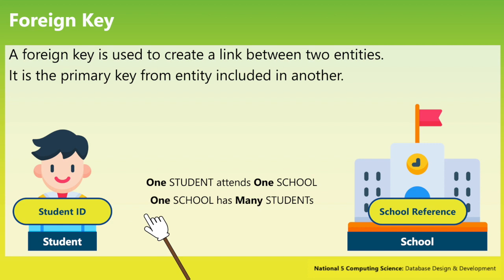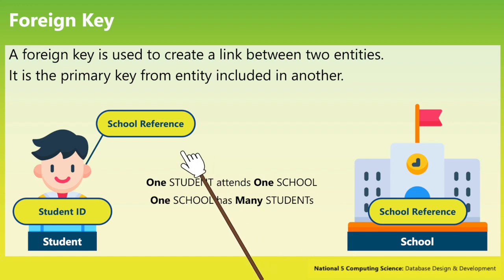So in that case, we can say the primary key from the school table goes into our student table as the foreign key. And the reason we can say that is because the many is next to the student table. And that tells us that this is the table with the foreign key in it. And as the foreign key is the primary key in the other table, it has to be school reference. So we take school reference and put it into our student table.